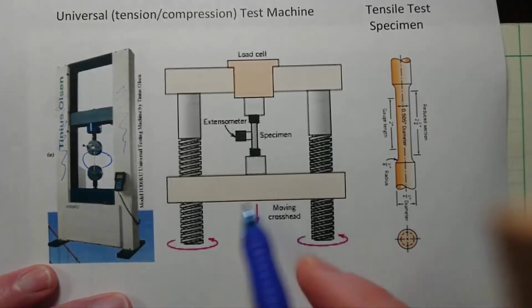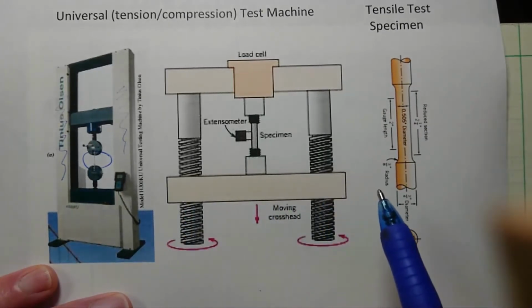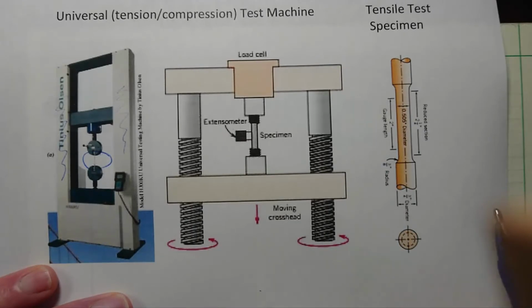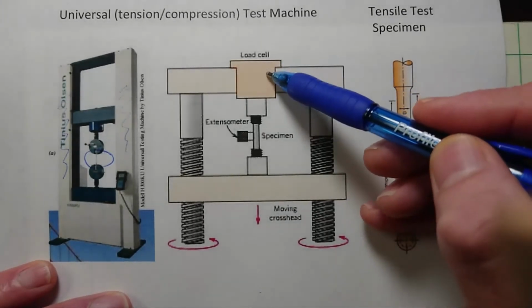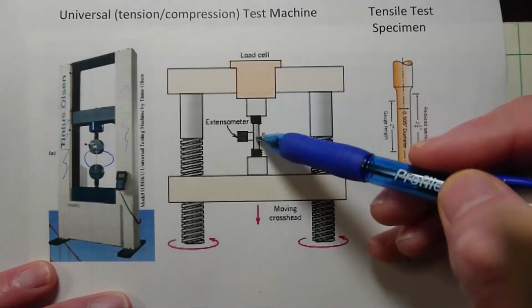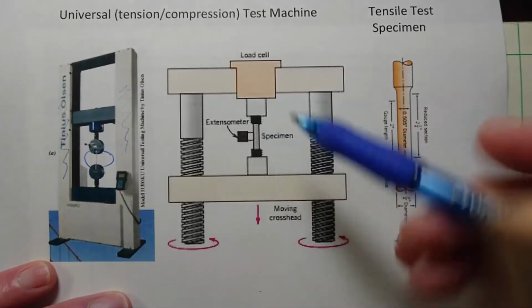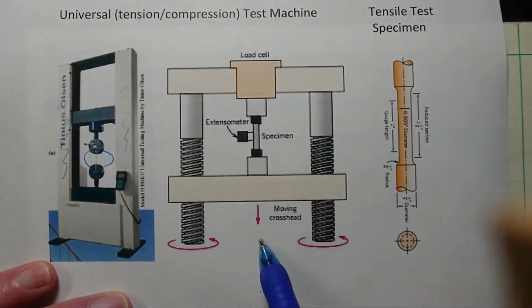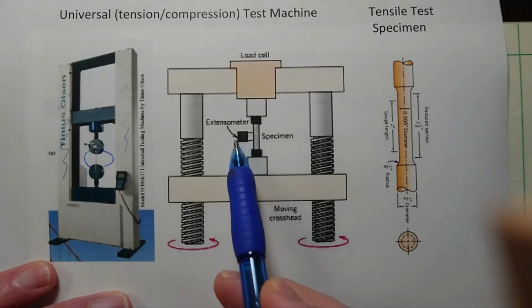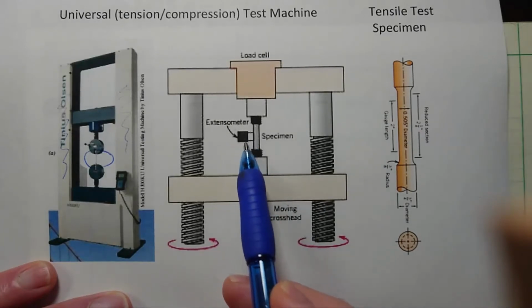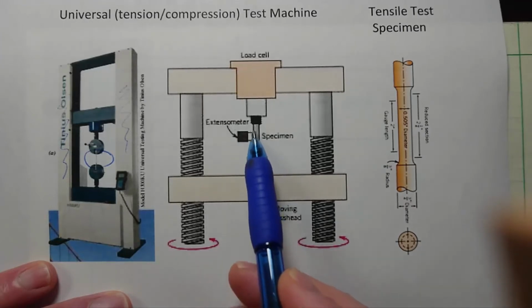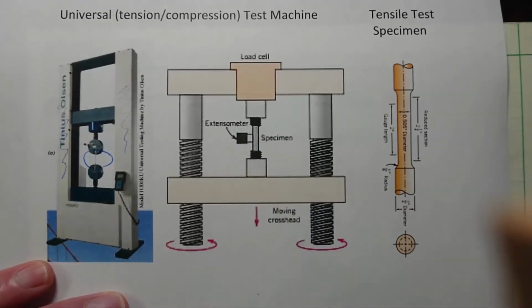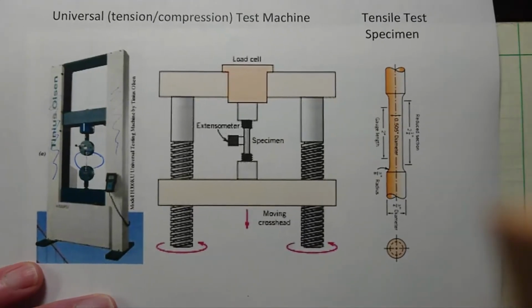This schematic shows the moving crosshead on the bottom. Both designs are probably equally popular in industry in terms of machines you buy. But again, there's a load cell that measures the force that is applied to the specimen when the crosshead is moved down. And this is a device called an extensometer. It's a little gauge that clips onto the sample, and it measures how much the sample stretches.